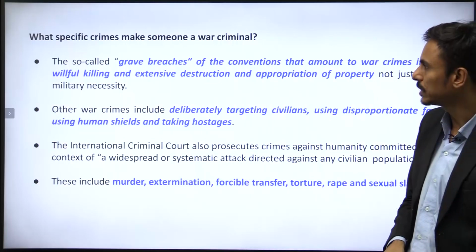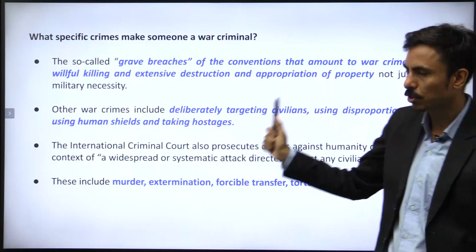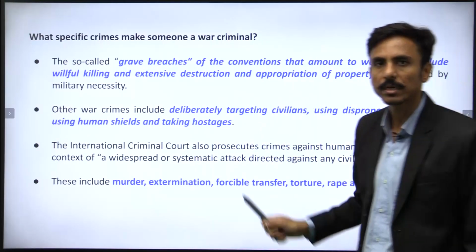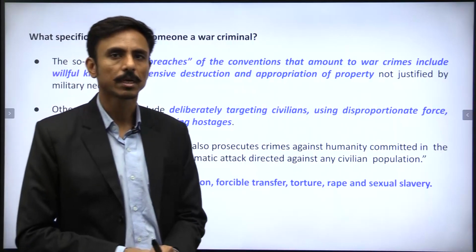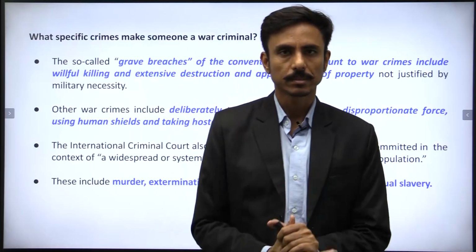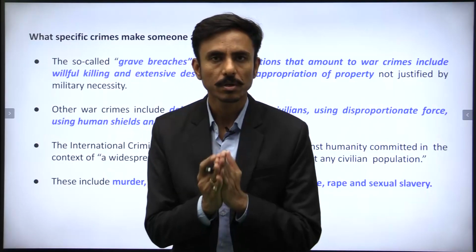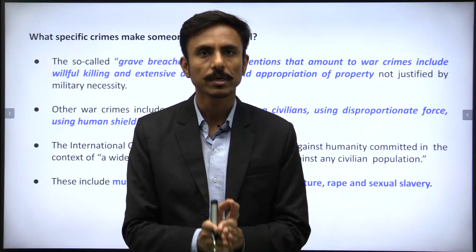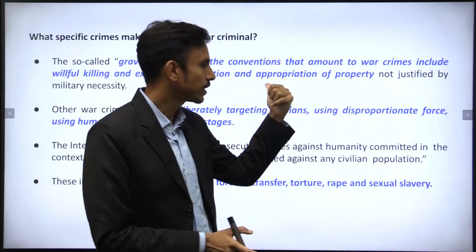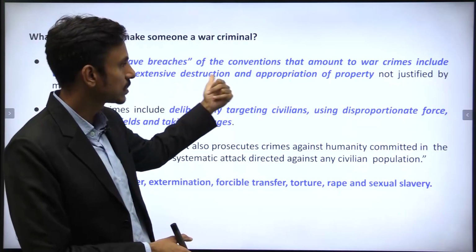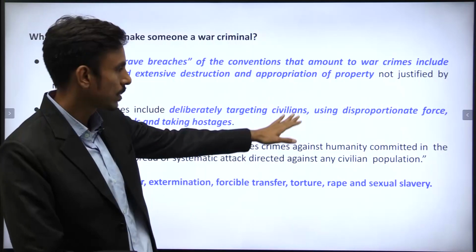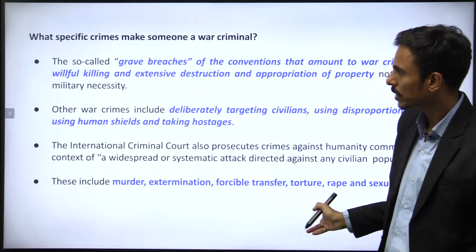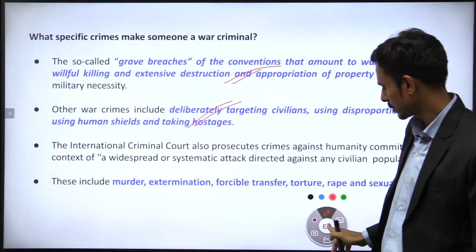So guys, the so-called grave breaches of the conventions that amount to war crimes include willful killing and extensive destruction of property, and deliberate targeting of civilians. Now if it is to be proved in the International Criminal Court, the court has to look into many pieces of evidence. Until it gets the evidence, it cannot declare any person or authority a war criminal, so it has to find solid evidence. The categories are willful killing and extensive destruction of property, deliberately targeting civilians, using disproportionate force, using human shields and taking hostages. These all categories declare something a war crime.